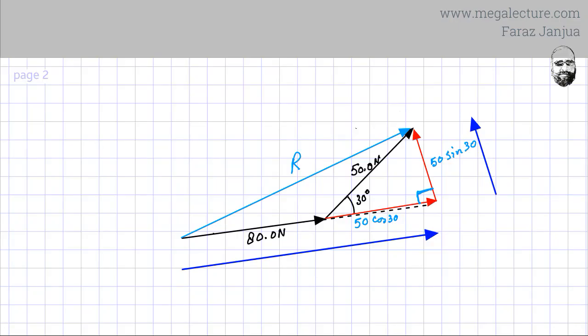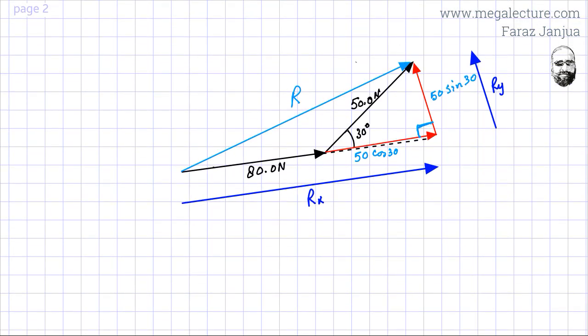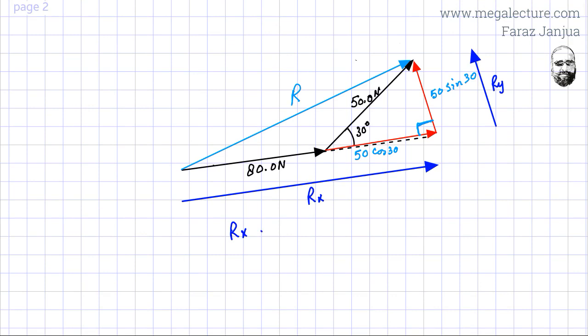This will be the resultant's x component and resultant's y component. As you can see, this is the resultant's x component and this is the resultant's y component. The resultant's x component will be simply the sum of 80 and 50 cos 30, and the resultant's y component will be simply 50 sin 30. There is no other vector to contribute to the y component of the resultant. By using this method, and again this is a calculation method, we do not need a very accurate diagram.